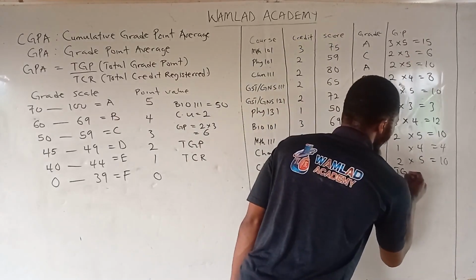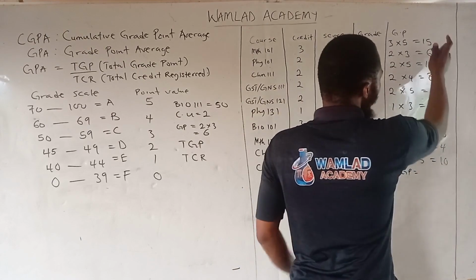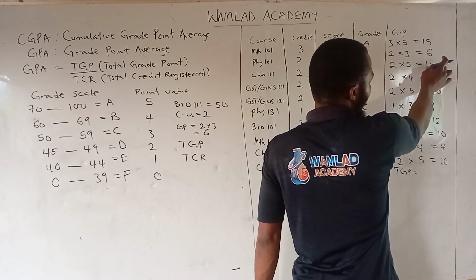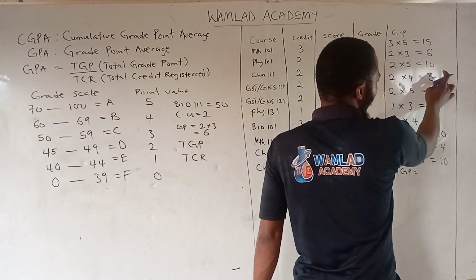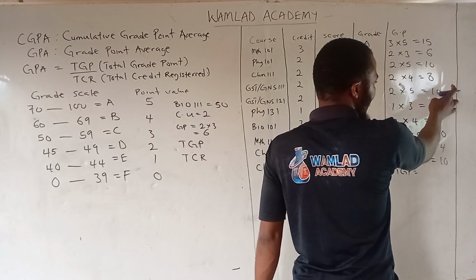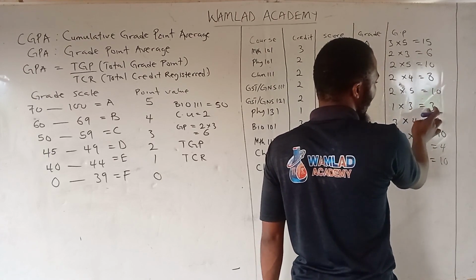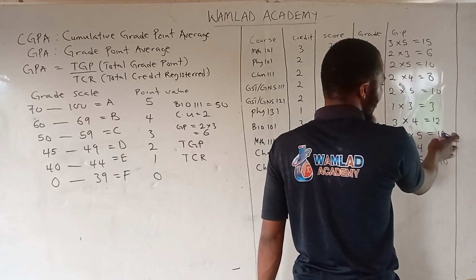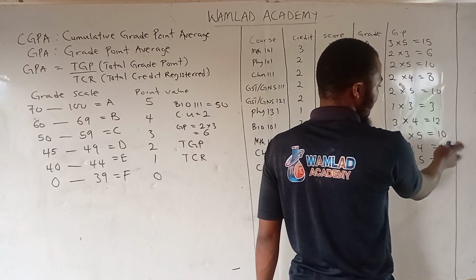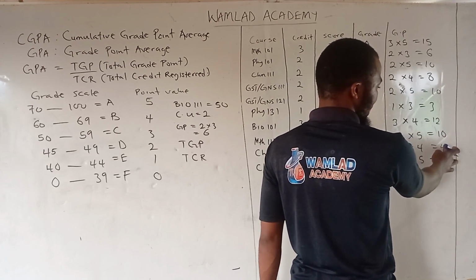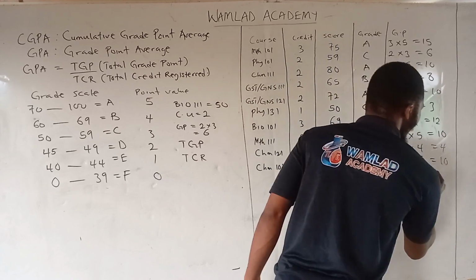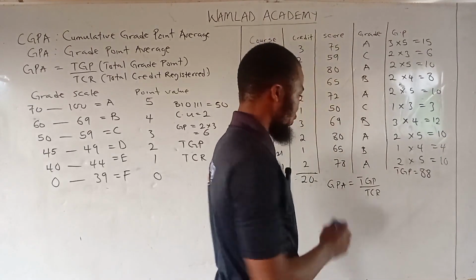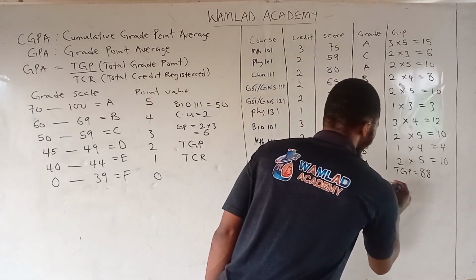So our TGP is equal to 15 plus 6, we have 21. 21 plus 10, we have 31. We have 39. We have 49. 49 plus 3, we have 52. 52 plus 12, we have 64. 64 plus 10, we have 74. 74 plus 4, we have 78. 78 plus 10, we have 88. That means the TGP is 88.